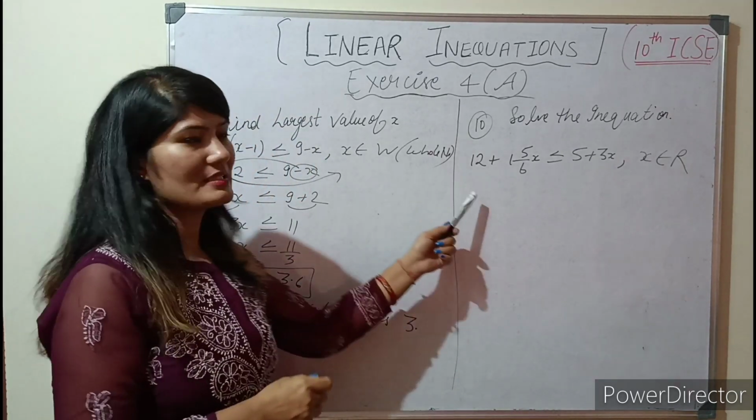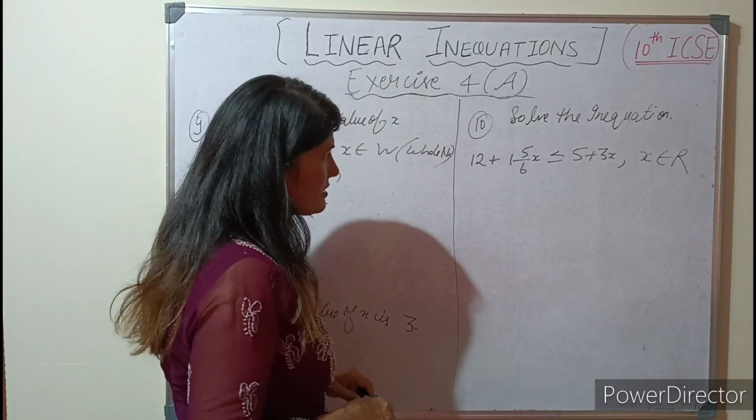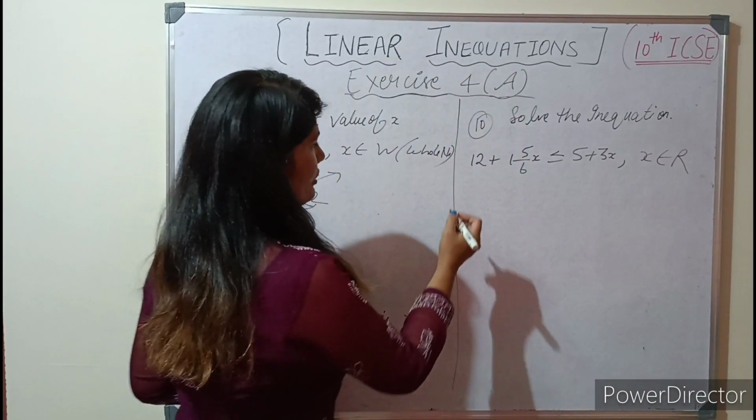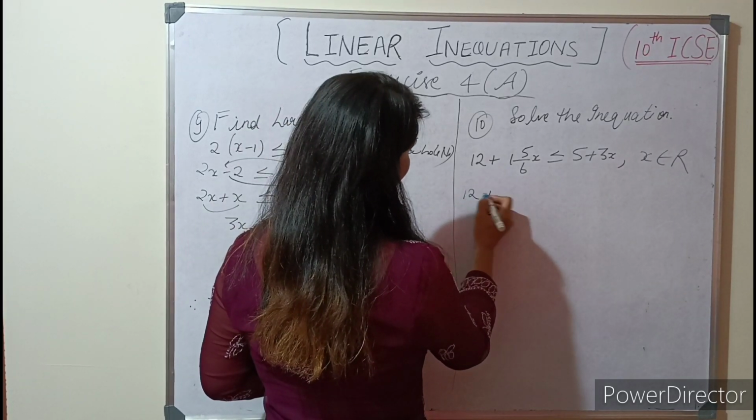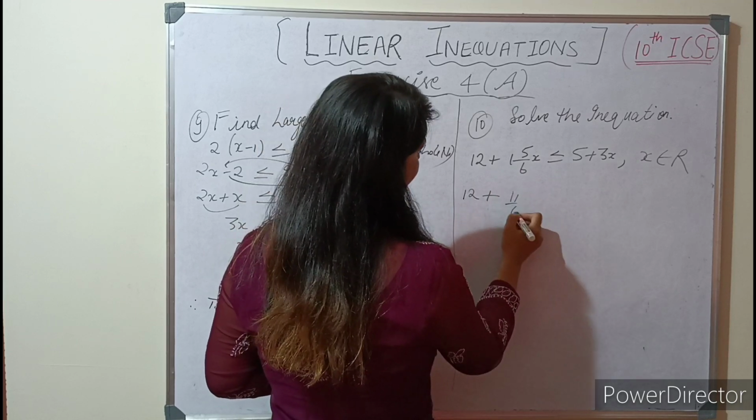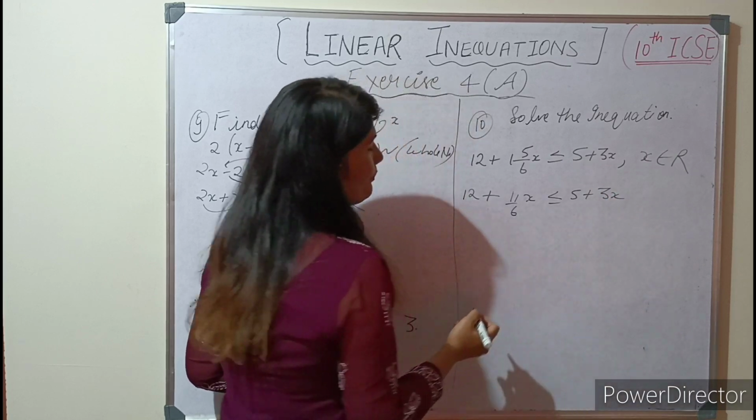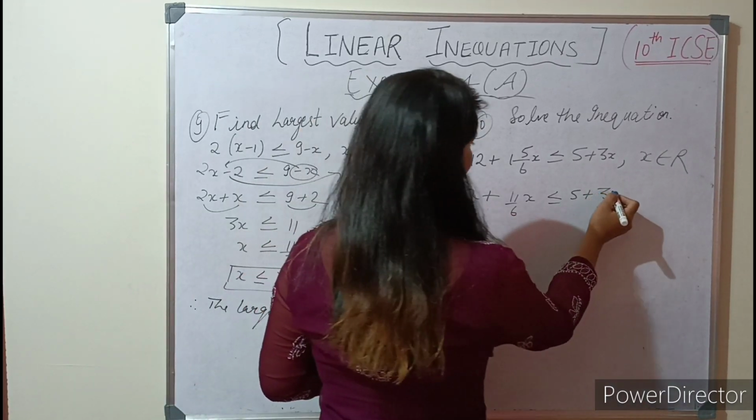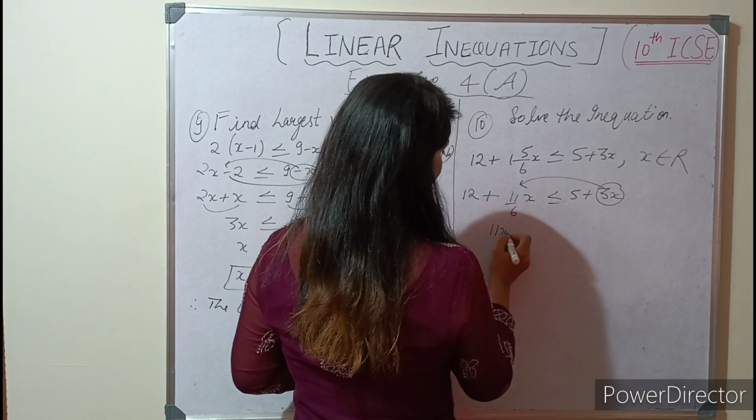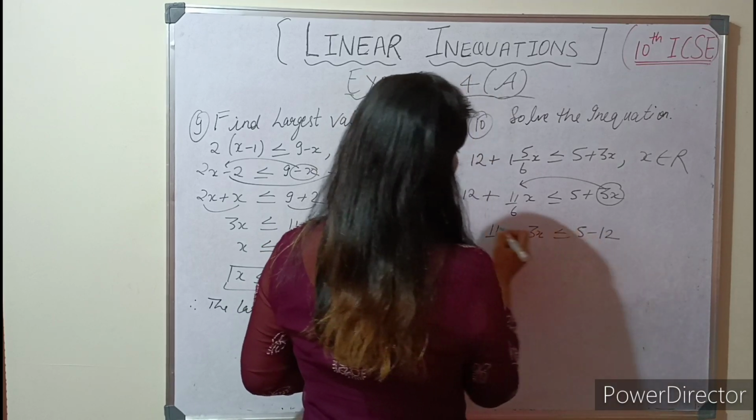Now moving to the last sum. Solve the inequation 12 plus 1 whole 5 by 6 x less than or equals to 5 plus 3x, and here x belongs to R. So again let's start solving this. First of all, convert this mixed fraction 6 plus 1. This is 11 by 6x, and this is 5 plus 3x. Now here transpose the variables. So this plus 3x will come to this side. This is 11x by 6 and minus 3x, and 5 minus 12.